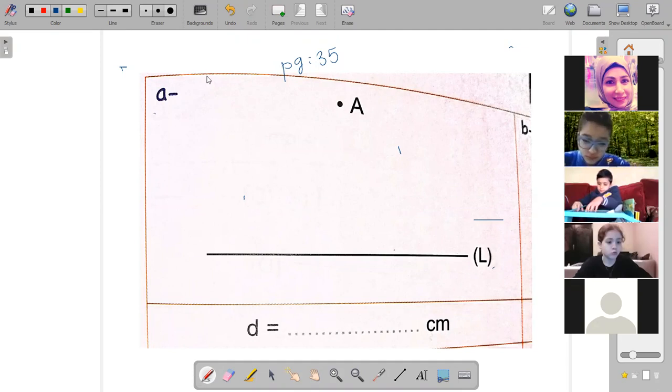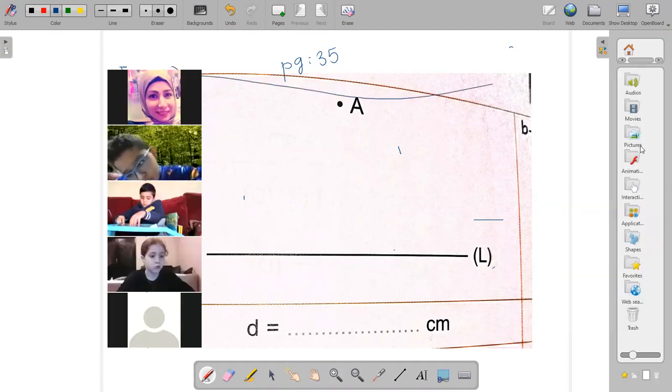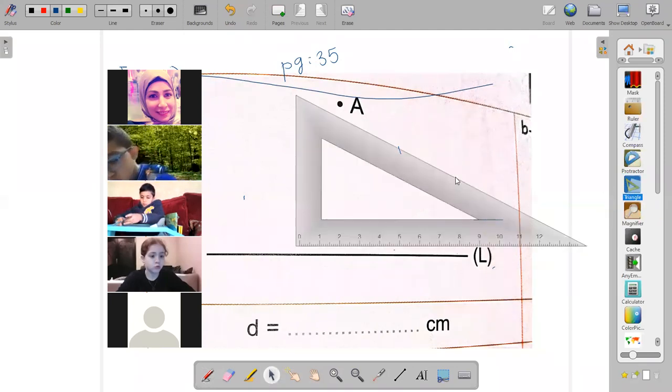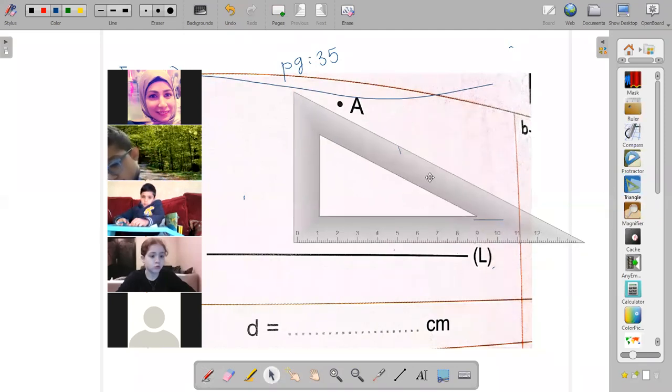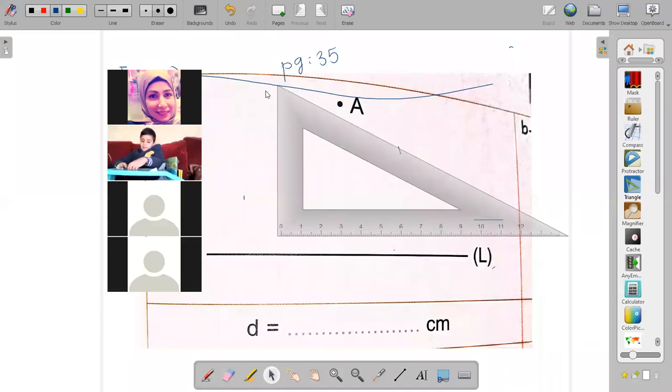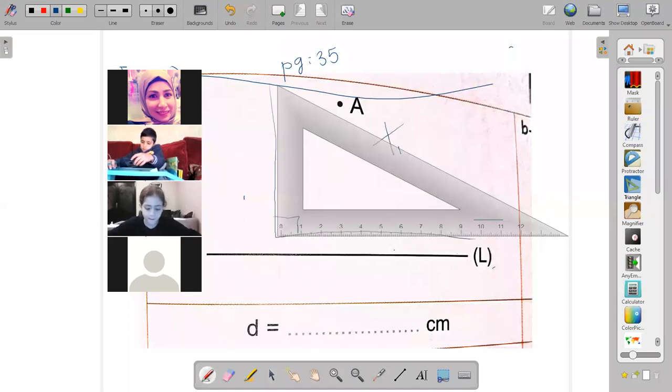The first step, in order to measure this distance, I will bring the set square ruler. I will hold it like what always? Like L. Bravo, excellent. So I will use just the two lines that form a letter like L. The third side, I said yesterday, will not be used. I will use just these two lines that form a letter L between them, a right angle.